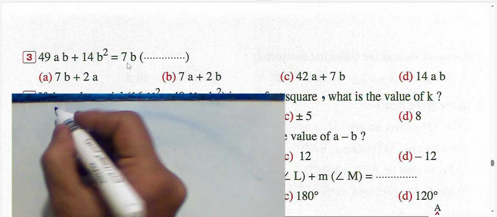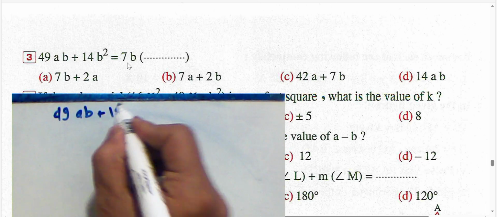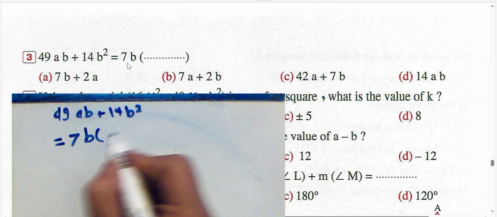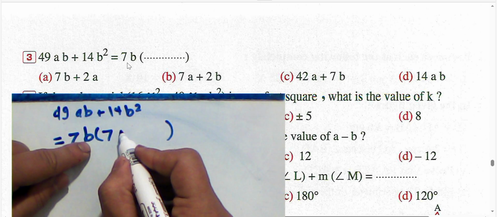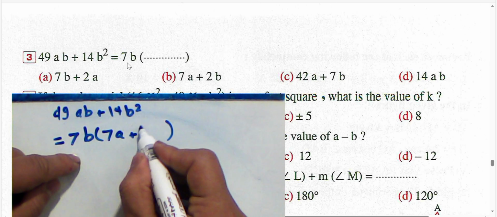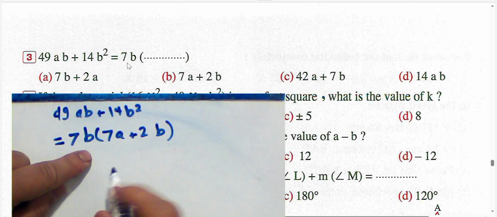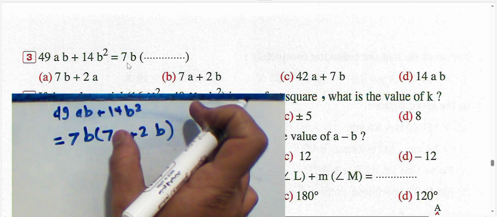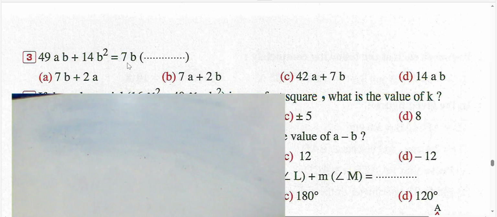We have 49a power 2 plus 14ab. We can write 7a as the common factor and b. 14 divided by 7 equals 2. 49a power 2 divided by 7a equals 7a. 14ab divided by 7a equals 2b. So the answer is 7a times 7a plus 2b. Choose the answer here, 7a plus 2b. Choose letter B, the missing term or expression.